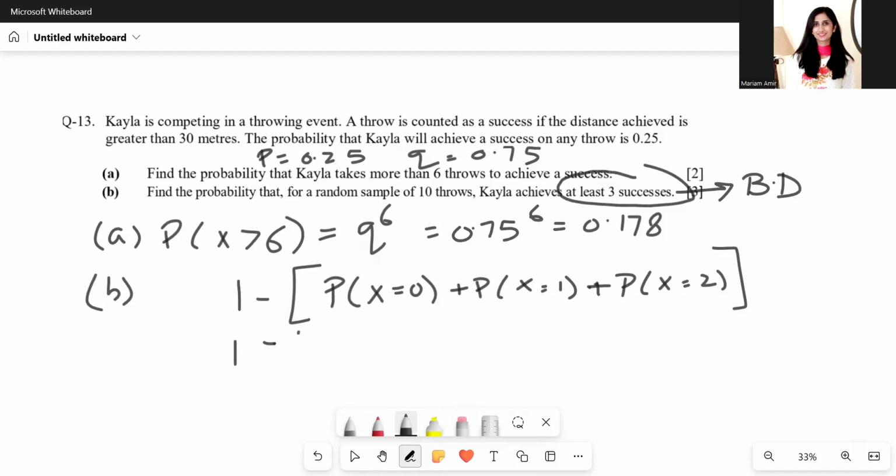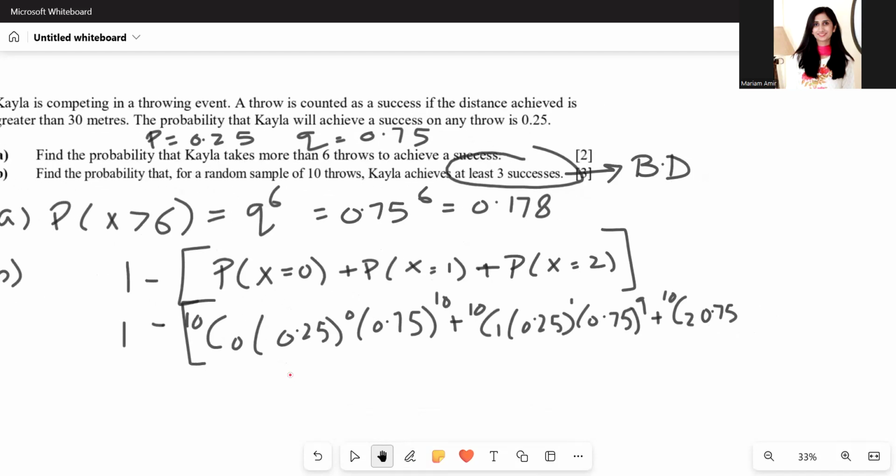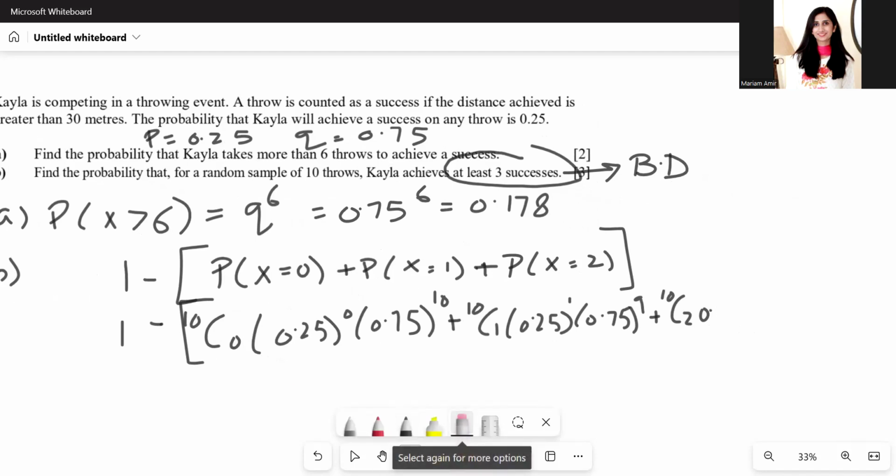So 1 minus 10C0, probability of success, power 0, probability of failure, power 10. Okay, there's supposed to be a bracket here, plus 10C1, 0.25 power 1, 0.75 power 9, plus 10C2, 0.25 power 2, and 0.75 power 8.